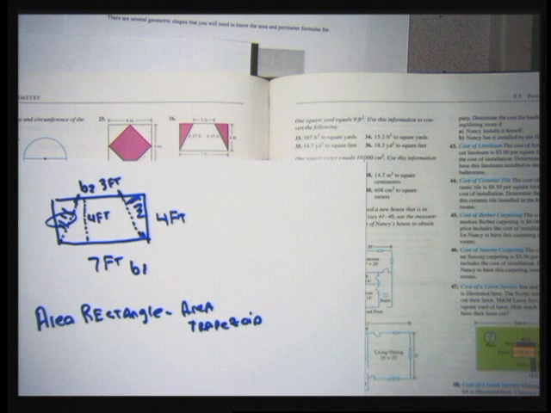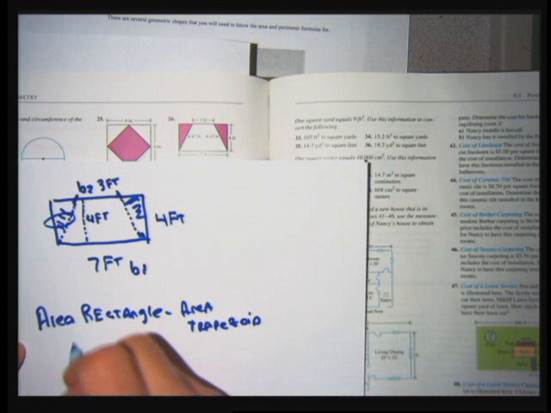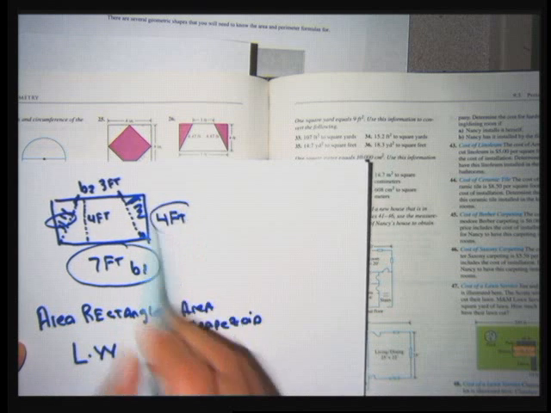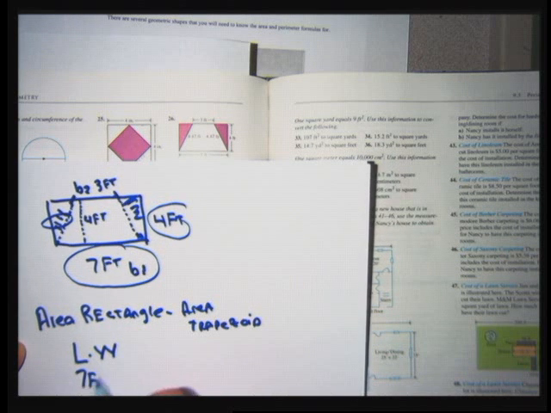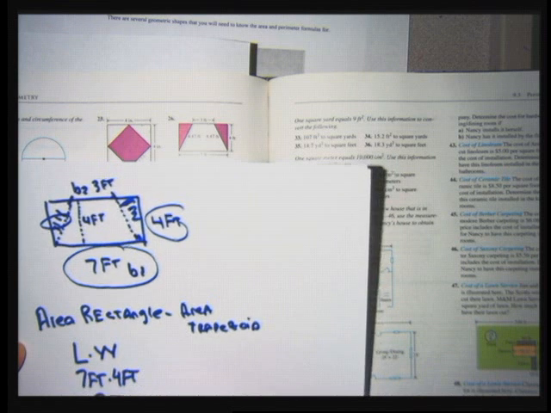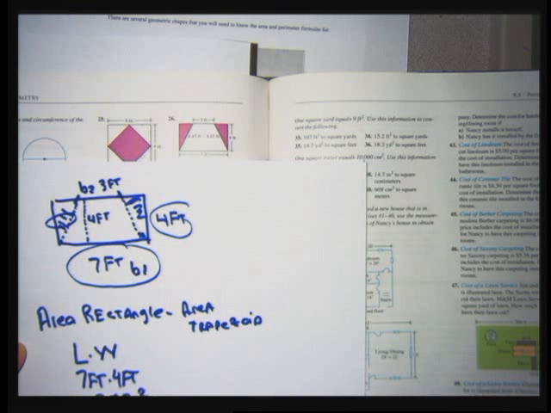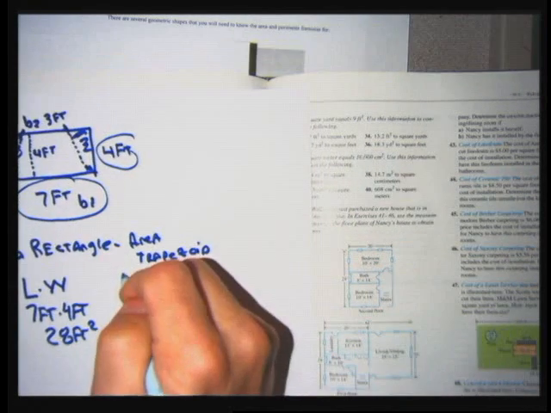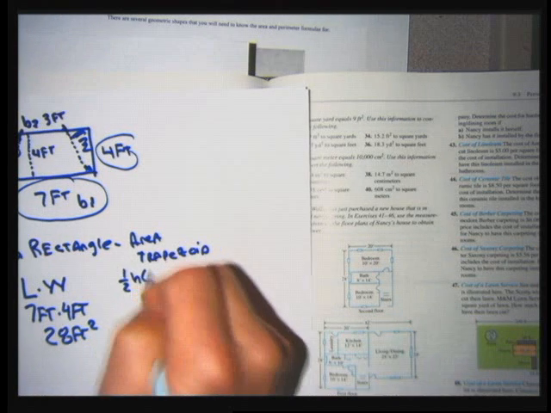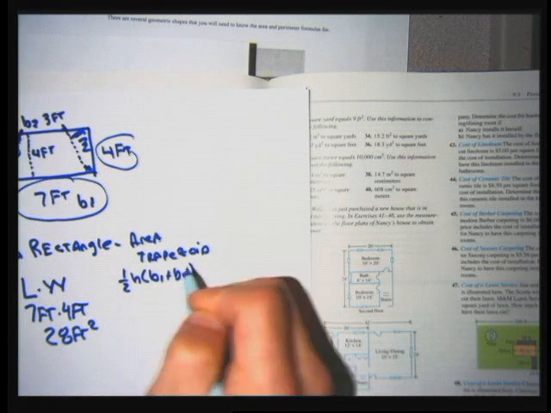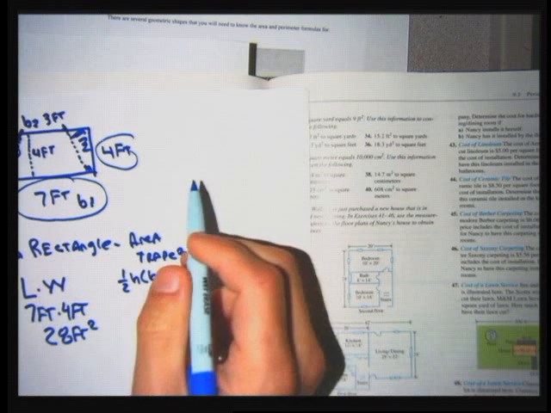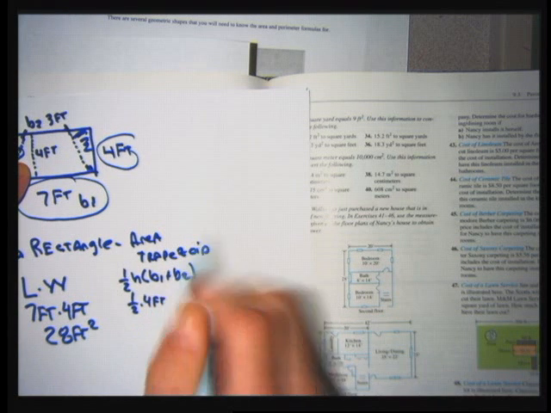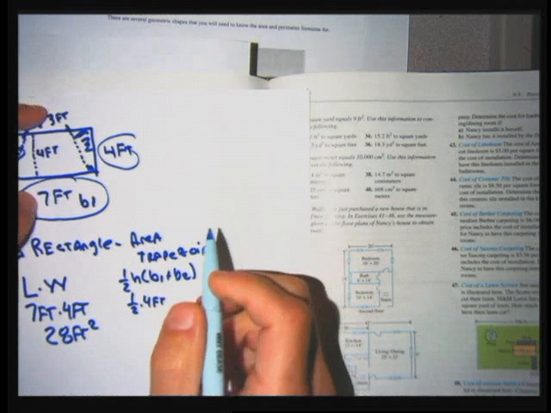So for this particular rectangle, the formula for the area of the rectangle is the length of the rectangle times the width of the rectangle. The rectangle is 7 feet by 4 feet, so its area is going to be 7 feet times 4 feet, which is 28 square feet. And then the area of the trapezoid is going to be 1/2 the height times base 1 plus base 2. And half the height is going to be half of 4 feet. And then base 1 plus base 2 is going to be 7 feet plus 3 feet.